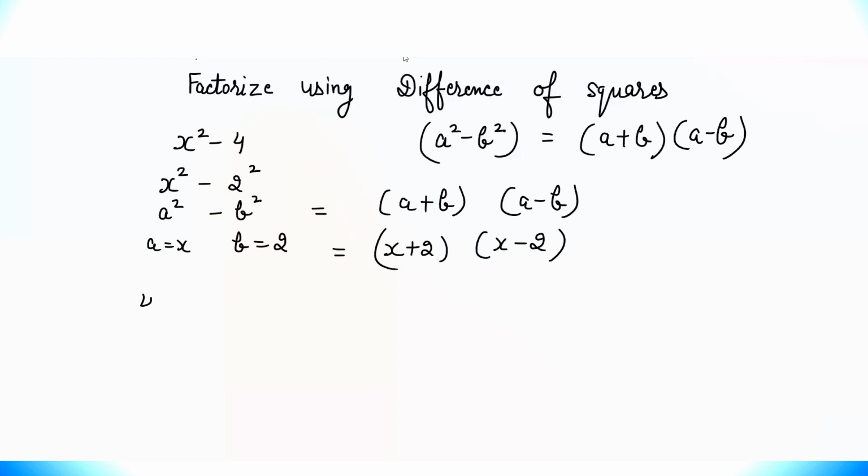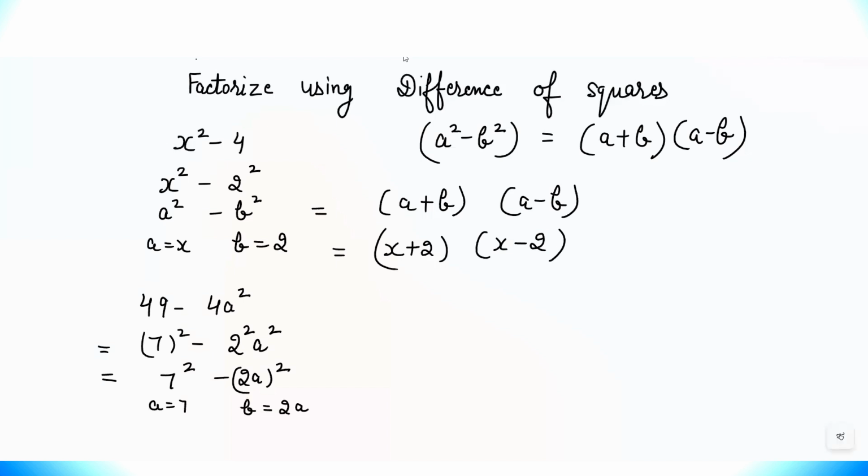Similarly, 49 minus 4a square. So 49 is a perfect square, 7 square. 4 can be written as 2 square. a is already a square. So if I have to write it, I will write it as 7 square minus (2a) whole square, where a is equal to 7, b is equal to 2a. That means (a plus b) into (a minus b) will be equal to (7 plus 2a) into (7 minus 2a). So these are the factors of the equation 49 minus 4a square.